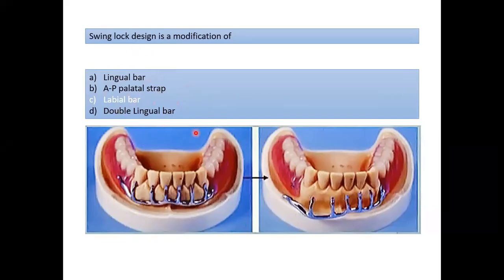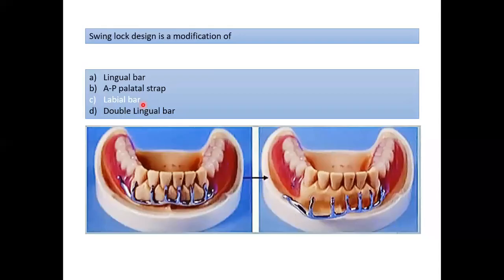So the swing lock is, this is the swing. So this region, this process will get locked here. So this portion which connects the remaining part will have a swinging action here. So when the lock is released, this labial portion can easily swing and can get locked to the other side. So this is a modification of a labial bar mandibular major connector.